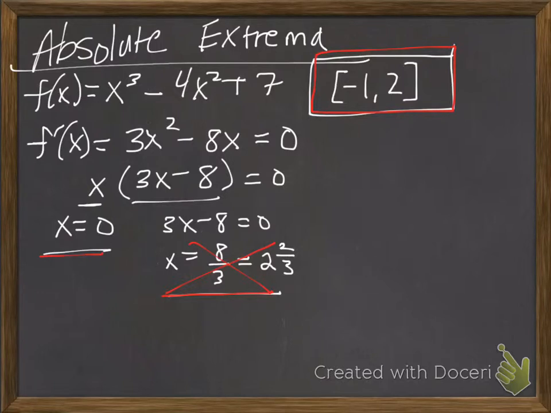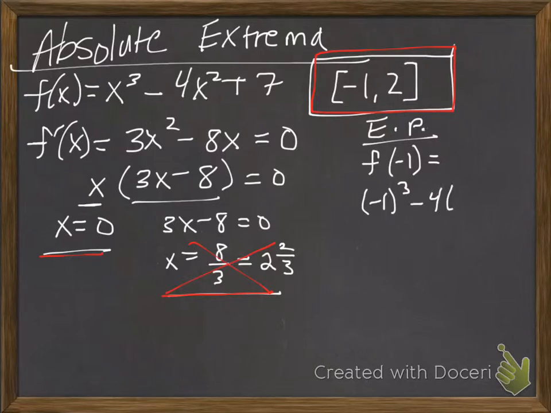So critical numbers are potential points for absolute extremes, but so are endpoints. So let's test our endpoints. We want to find the greatest and the least y value, which again comes from f, not from f prime, because the derivative is a slope, not a location. So f of -1 should give you, let's see here, -1 cubed minus 4 times -1 squared plus 7. This will be negative minus 4 plus 7, which should give you 2.